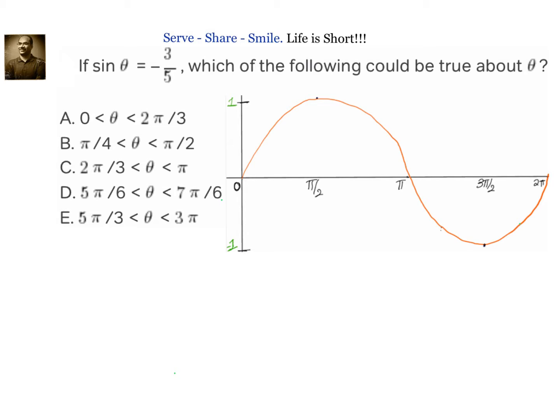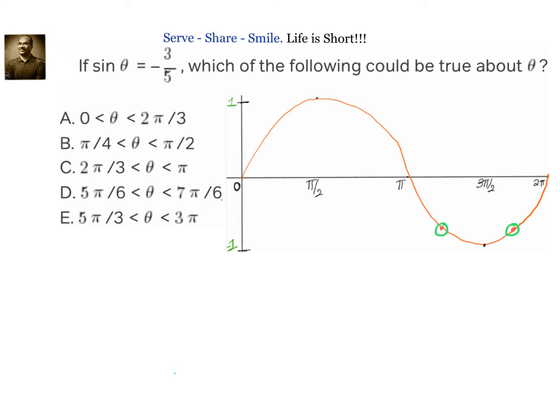Now what is it that we need to find out? Let's see what the sine theta value is here. Sine theta value is minus 3 by 5. So let's identify where that value is approximately. Minus 3 by 5 is minus 6 by 10. Let us say this is minus 6 by 10, and we know we will have two values of that, one in the third quadrant and another in the fourth quadrant. Okay, perfectly fine. Now let's go through the options and see what we can rule out.